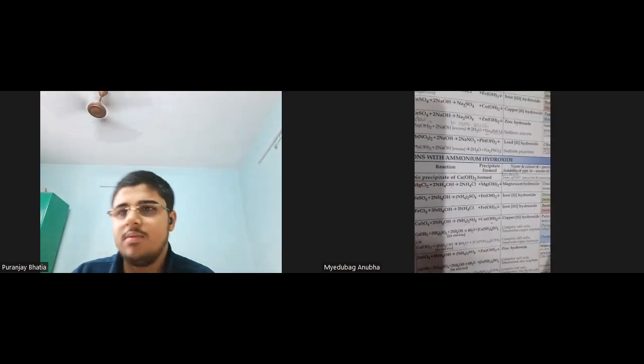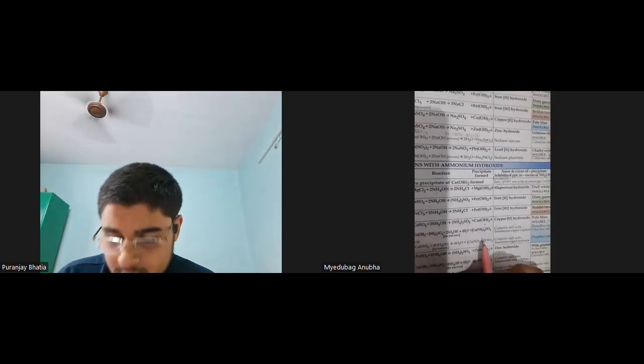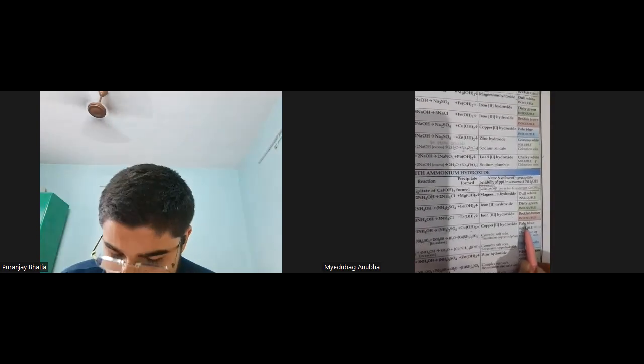How would we be naming it? Tetra means 4, NH3 means amine. So tetraamine copper sulfate. Understood how you are naming it? Yes, ma'am. Since it is a kind of complex salt, the color is changed from pale blue to deep inky blue. Understood?